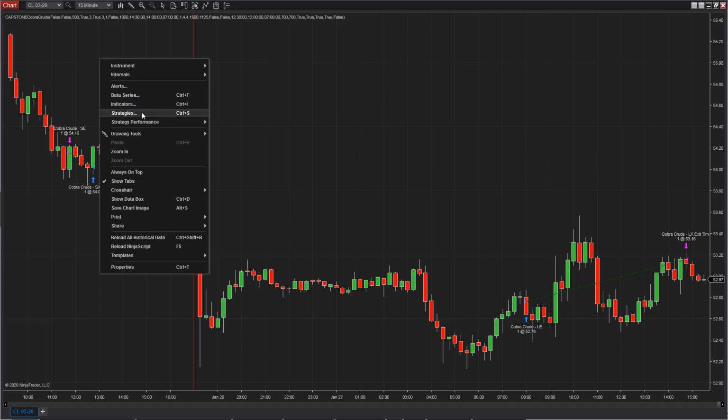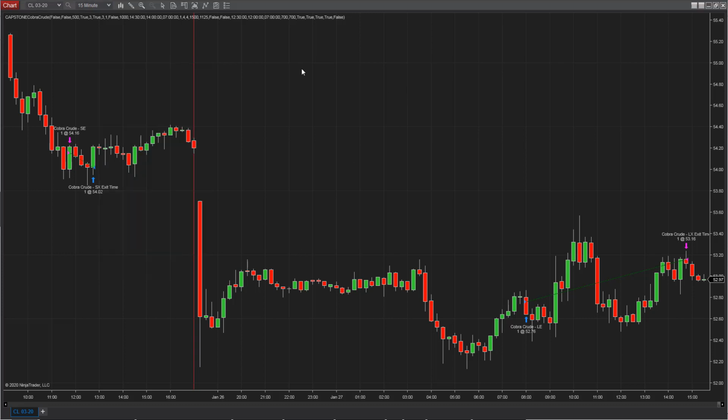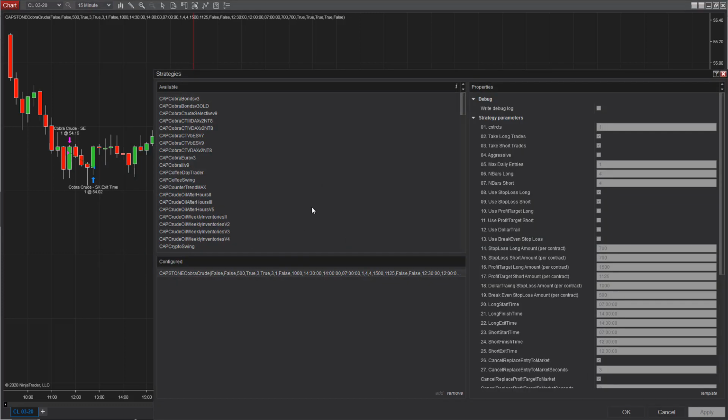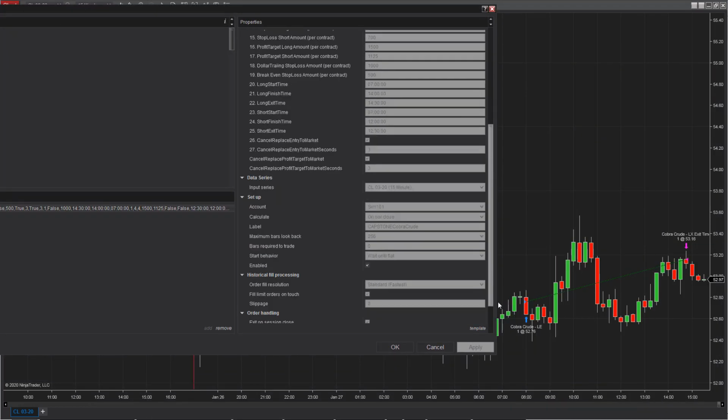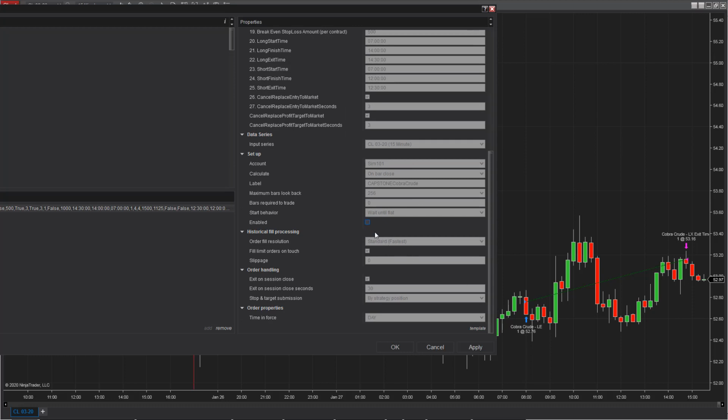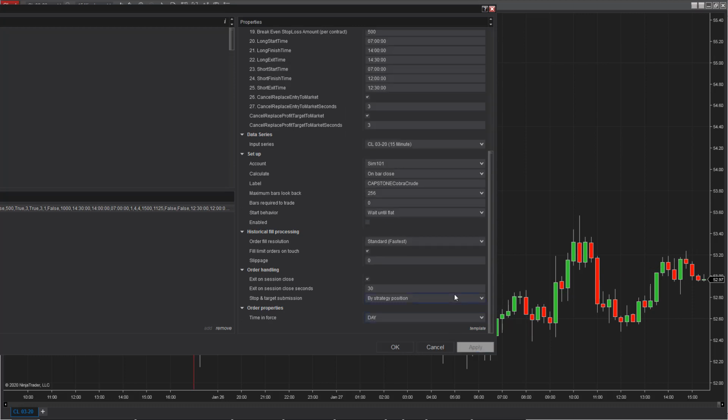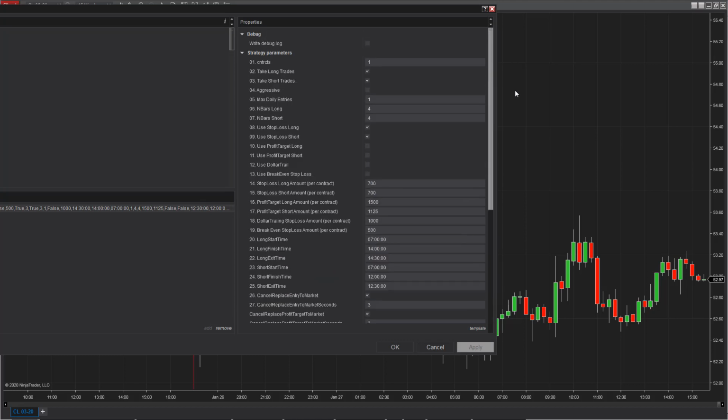Let's look at the strategy inputs. Right-click strategies, and I click on the strategy Capstone Cobra Crude, and I'm going to disable this so we can see the inputs easier. They're grayed out when it's enabled, so apply, and now it's disabled. And so these are the input settings that we're using. Take long trades, yes. Take short trades, yes. Aggressive is not checked, so we were using the conservative version.